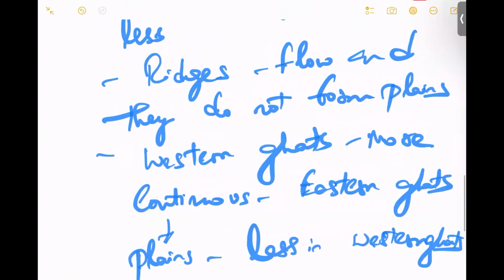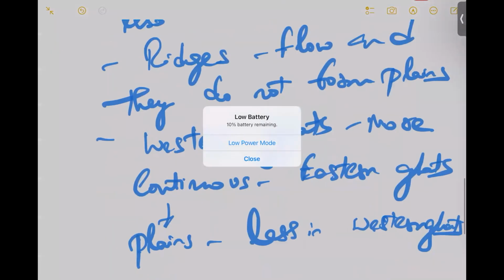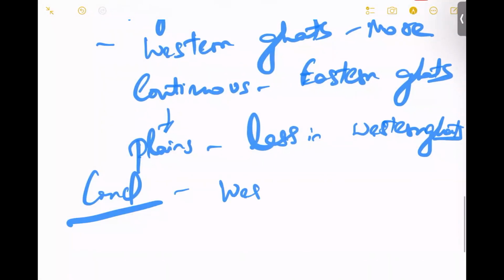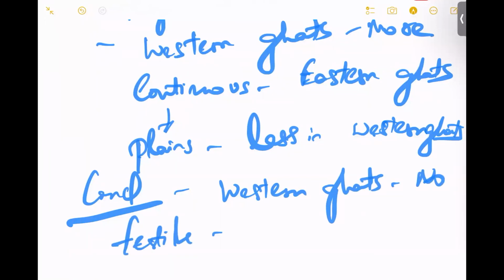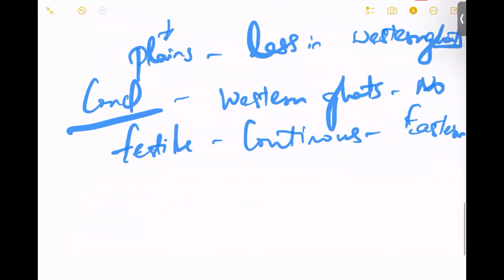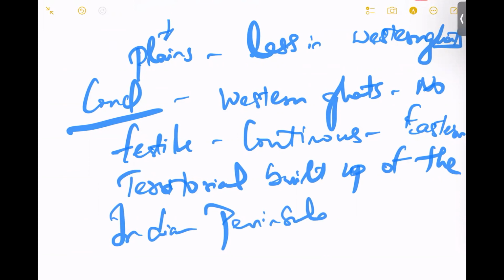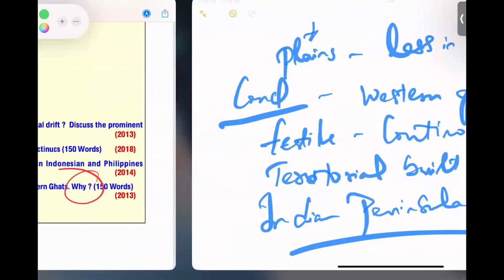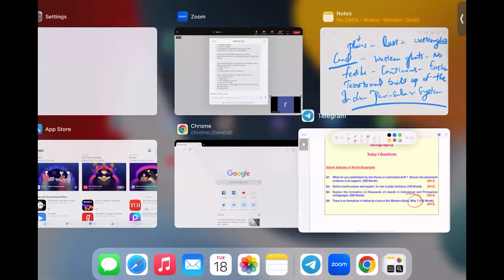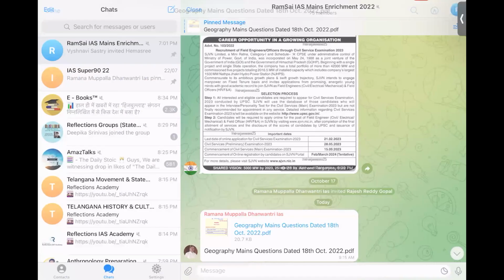So these are some of the points you can mention, and then in the conclusion you can say, hence there are no fertile continuous plains in the Western Ghats like in the Eastern Plains or Eastern Ghats. This is due to the terrain build-up of the Indian peninsular system. That's all. Clear? Is it clear? Yes, sir.